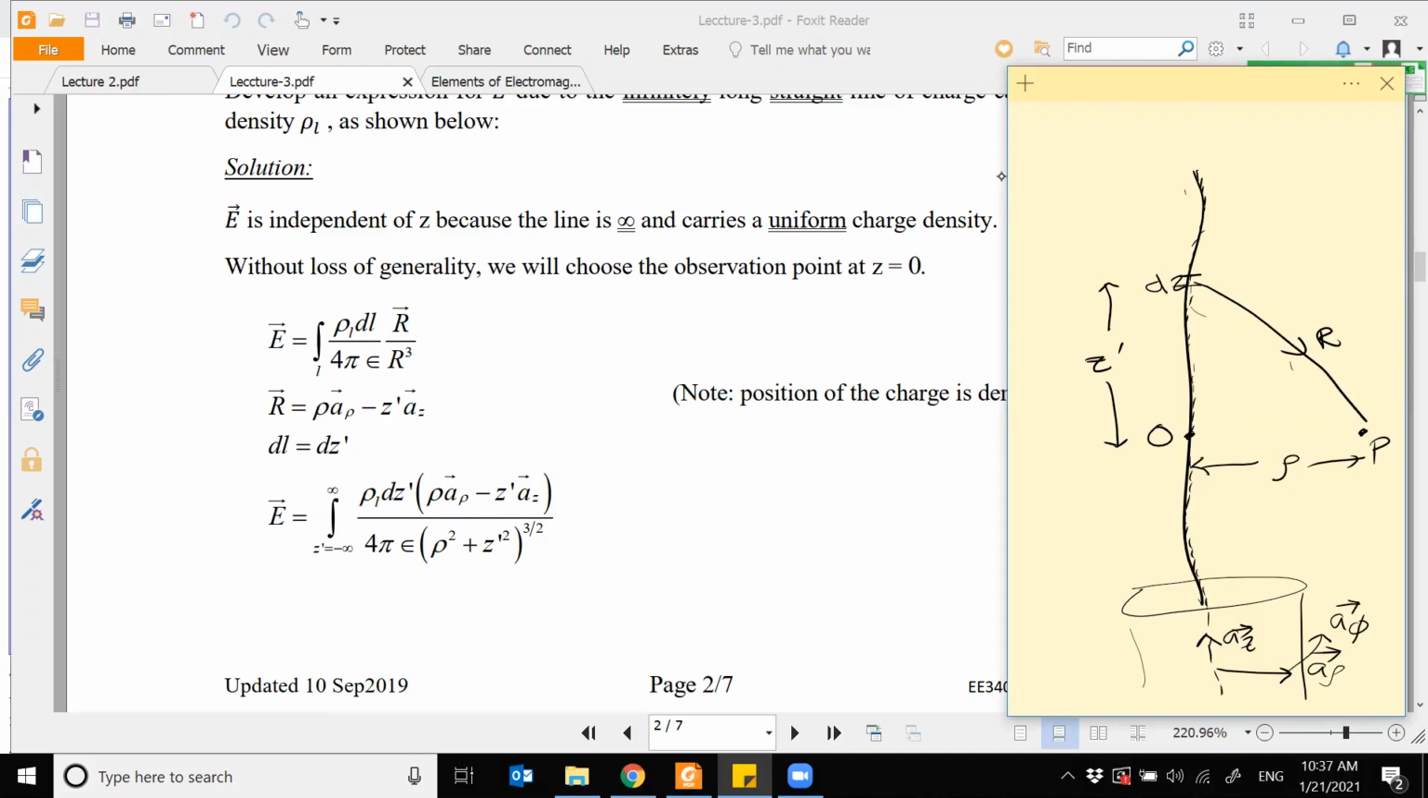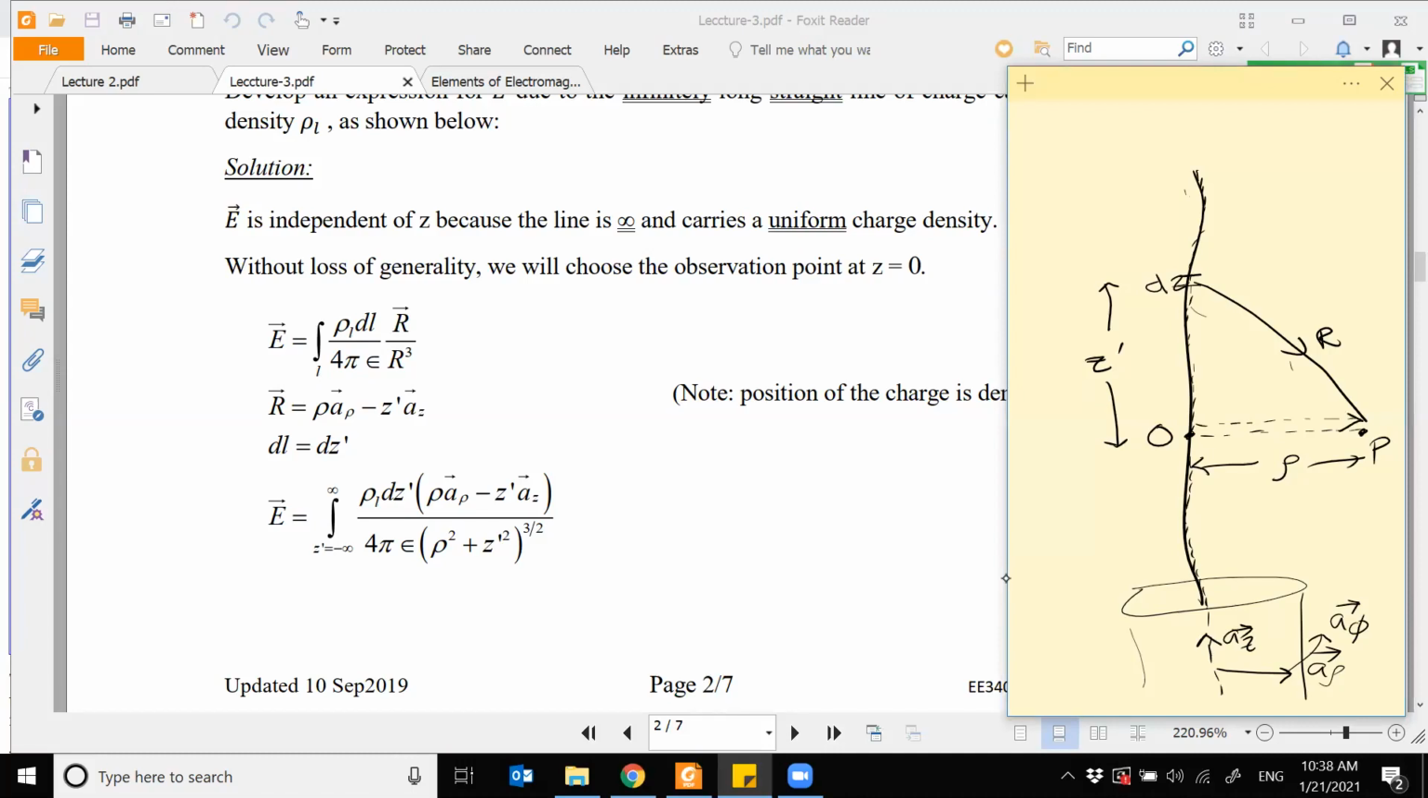So I hope you recall this, right? Cylindrical coordinates that we have already discussed in the first class. Therefore, if this distance is rho, can I represent this as a distance vector? Yes. So this will be represented as a distance vector. It will be rho a rho, pointing in this direction, and this will be z dash a z pointing in this direction.